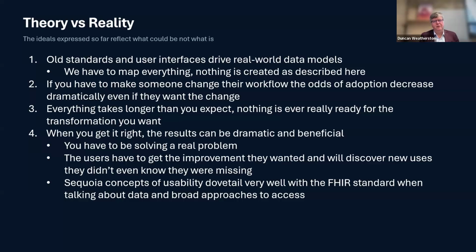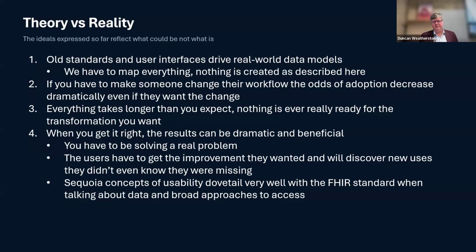I think if you think about the character that we're talking about with our friends at Sequoia, usability dovetails 100% with the FHIR standard because it comes across with the same characteristics, right? It talks about structured data and properly tagged data and properly normalized terminology and all the things that make information meaningful. And that characterization is really what's necessary for us to move forward.